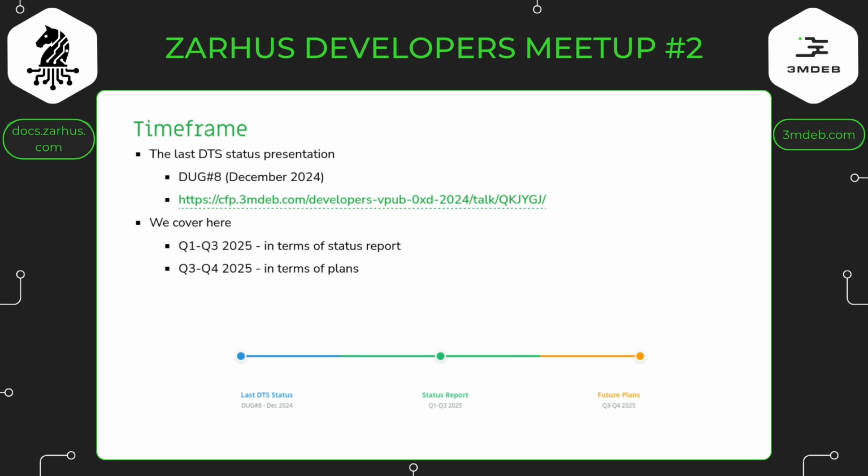What time frame will we cover today? We had the last DTS status presentation in December. It was during the Dasharo User Group number 8. So we should cover today the last 8 months or so. And we would also like to cover basic plans for this year.